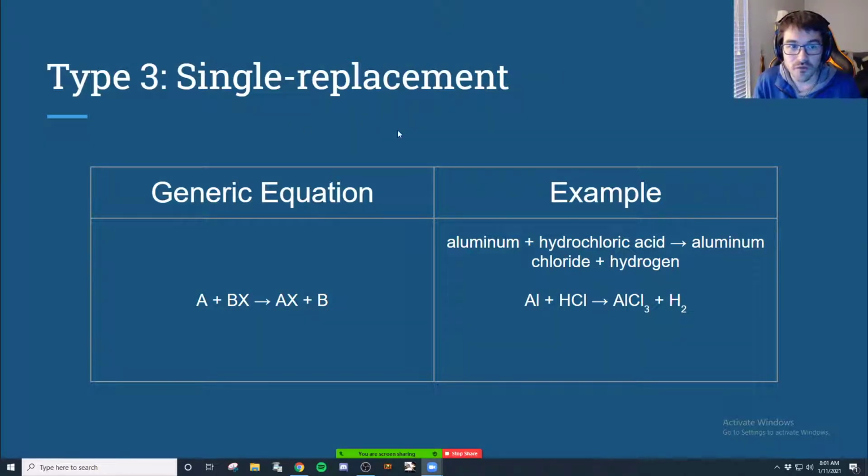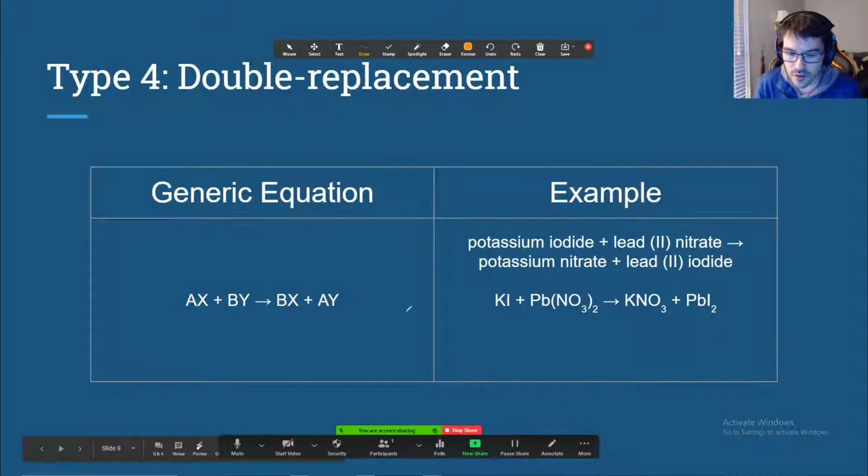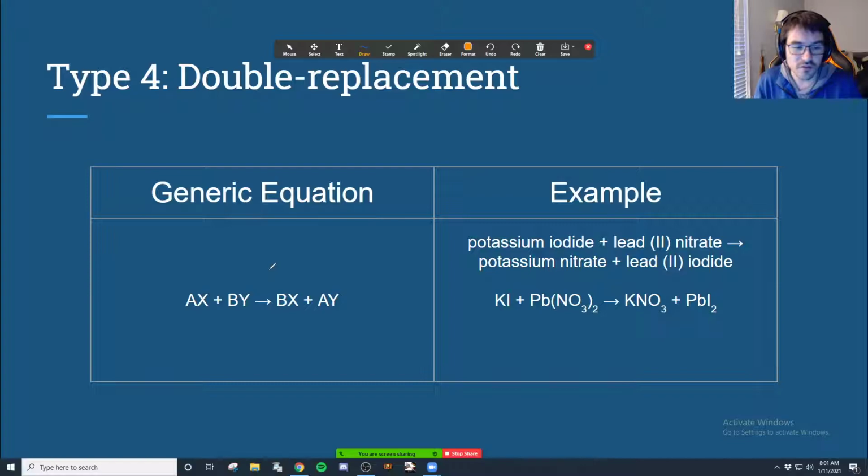The next one is very similar to this. It's called a double replacement reaction, and it's basically the same as a single replacement, except here we have two compounds. We're still going to have the swap, though. So A and B are going to swap places. A was with X, B was with Y. Well, now A is with Y and B is with X. So that's what a double replacement reaction looks like.